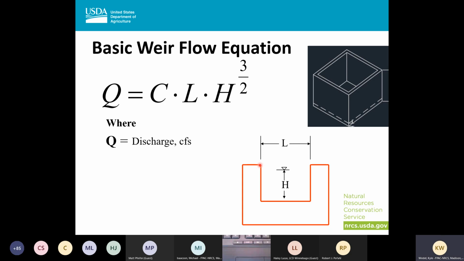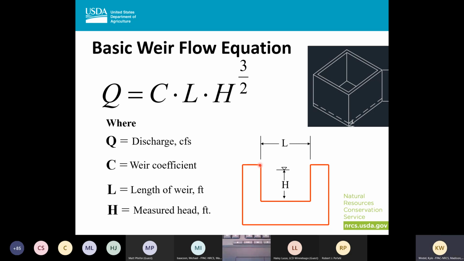So here's my basic weir formula, where Q is my discharge in CFS, C is my weir coefficient, L is the length of my weir, and H is my measured head.